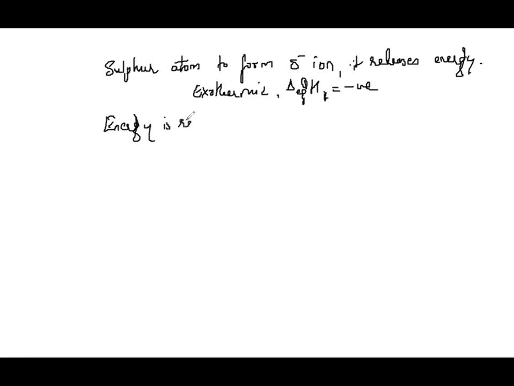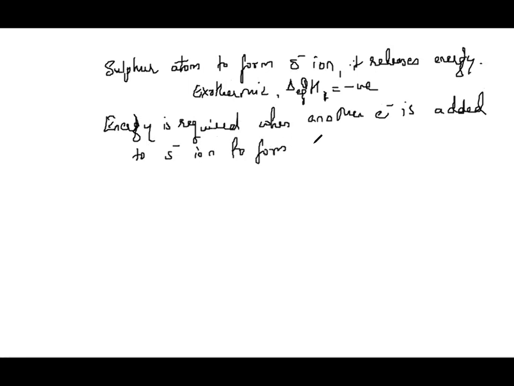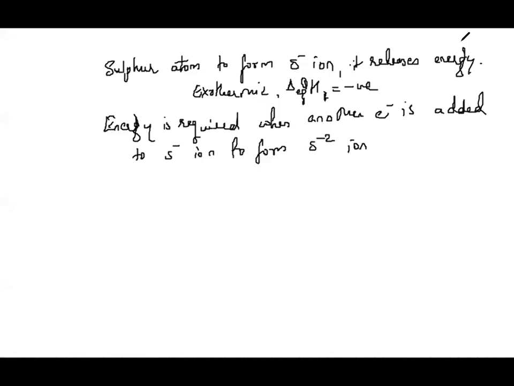Whereas energy is required when another electron is added to this sulfur anion to form an S minus 2 ion. So how do I represent this equation? I write it like this.